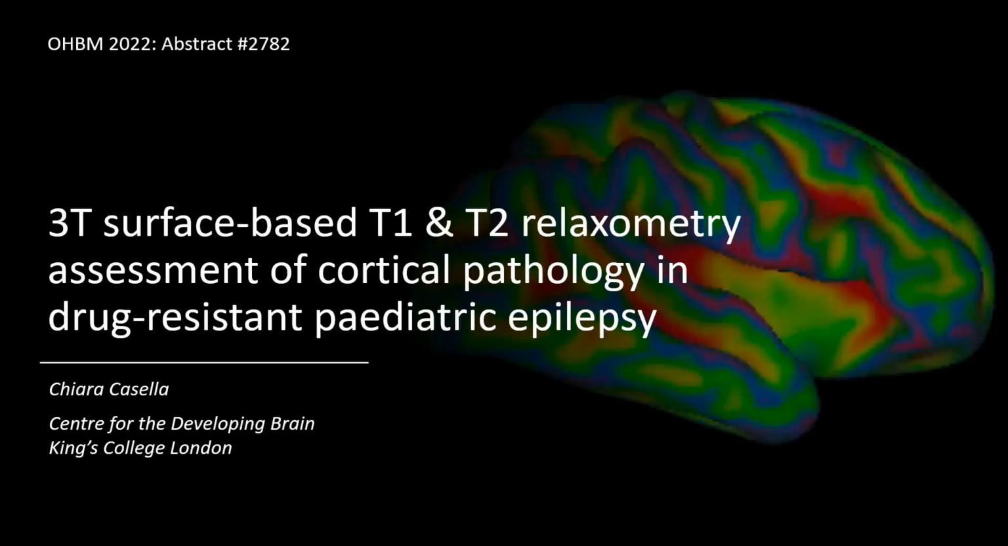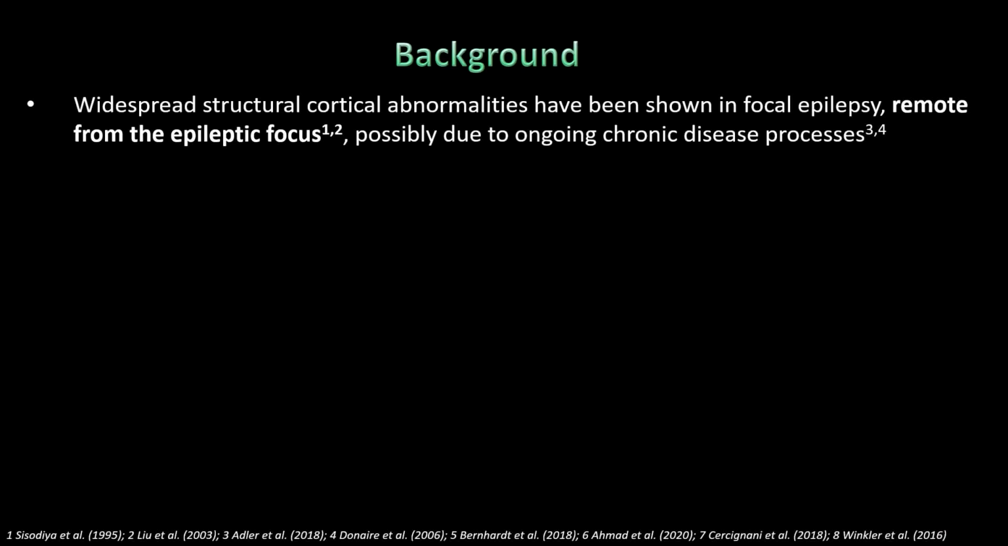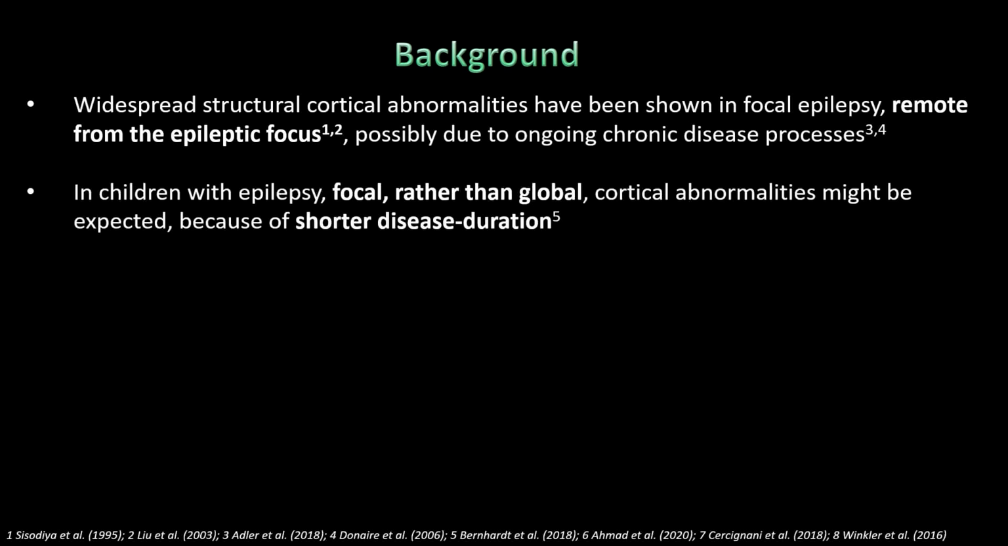Hi everyone, thank you for coming. I'm going to present some findings from a recent study where we used quantitative MRI to assess cortical pathology in kids with drug-resistant focal epilepsy. So we know from previous studies that widespread structural cortical abnormalities can be seen in adults with focal epilepsy, and this has been argued to be due to ongoing disease processes.